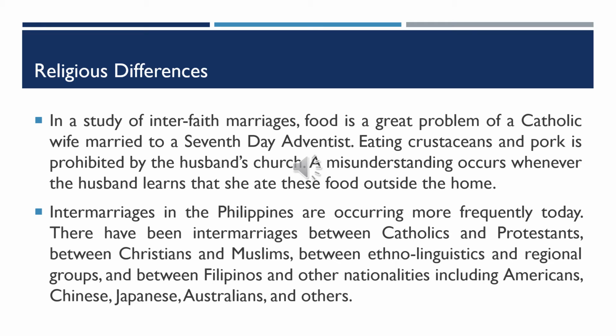So, ang intermarriages in the Philippines ay nangyayari na yan, ano? Between Catholics and Protestants, between Christians and Muslims, between Filipinos and other nationalities like Americans, Chinese, Japanese, Australians, at iba pa.